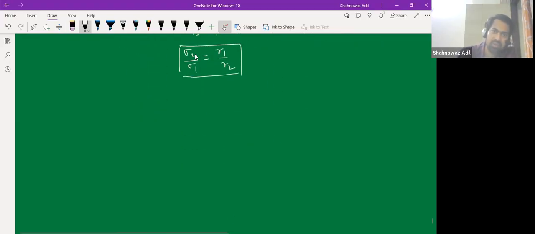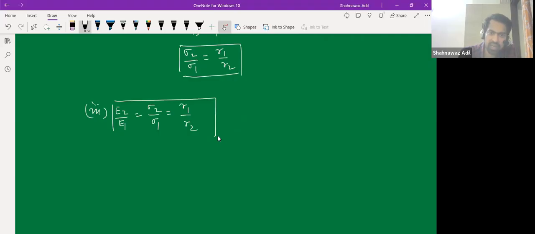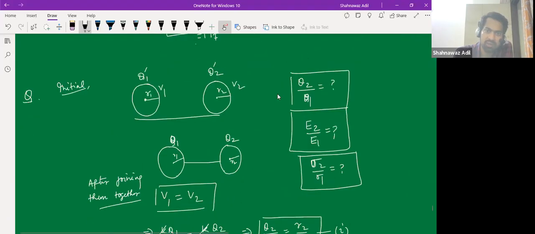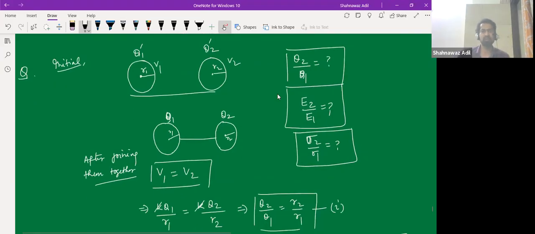So we have found out sigma 2 by sigma 1, so we can also calculate E2 by E1, which is sigma 2 by sigma 1, which is R1 by R2. So this was the question. I guess I gave this question in one of the exams. So please note down this problem. Some of you already did this problem, but let's revise it.